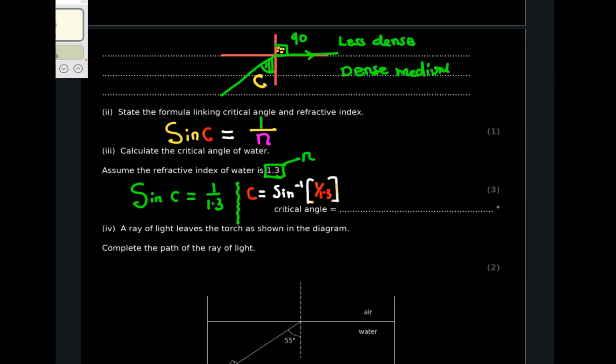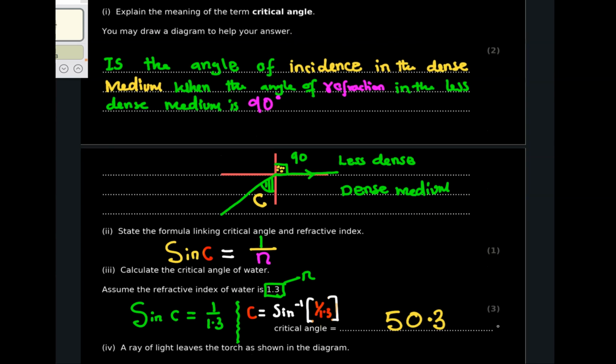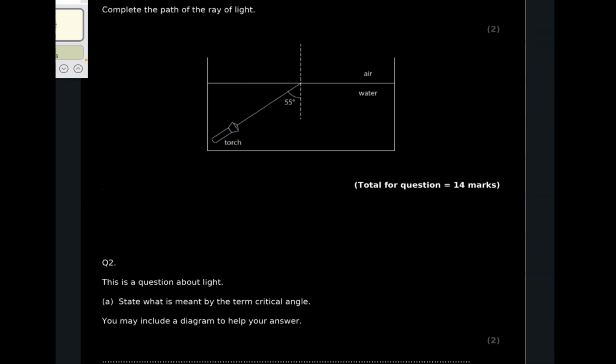Let's use the calculator and check whether that's true. So the answer is 50.3 degrees. So we know the critical angle is 50 degrees, that is 50.3 degrees. The critical angle is very important because it enables us to know whether total internal reflection will take place or not.